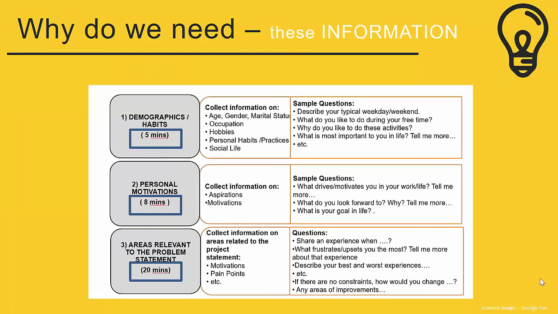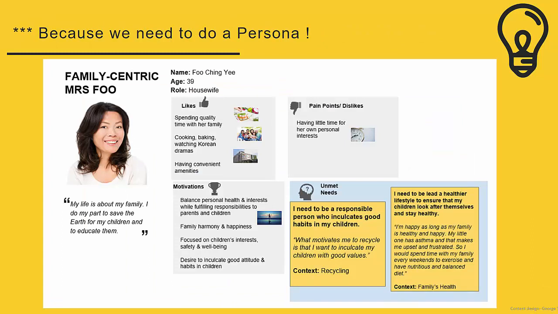So why is it that we spend so much time asking about demographics, personal motivation, and areas related to the problem statement? At the end of the day, what we want to produce is a persona. This is a fictitious representation of your user. We will talk more about persona in a later video, but at this time, you need to remember that without the demographics, the likes and dislikes, you will have some trouble filling up this template. And the richer the information, the more stories that the user shares with you, the better.